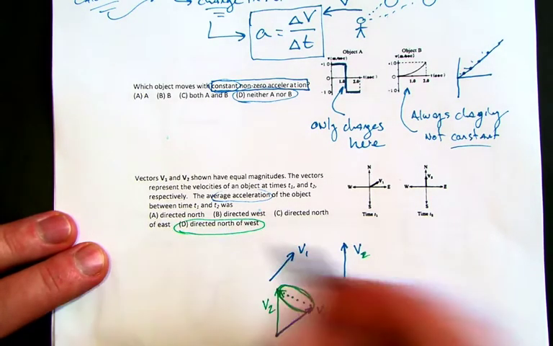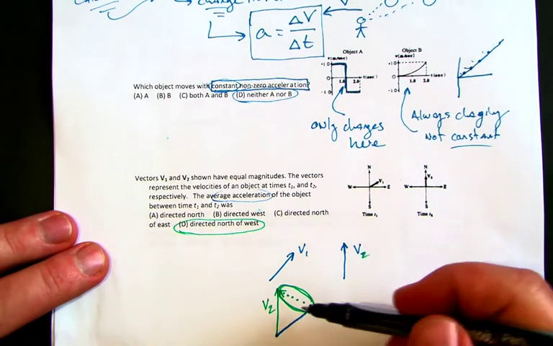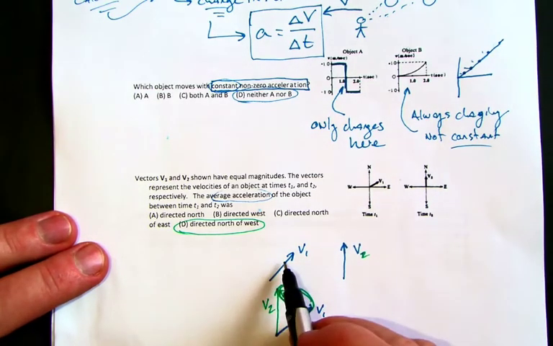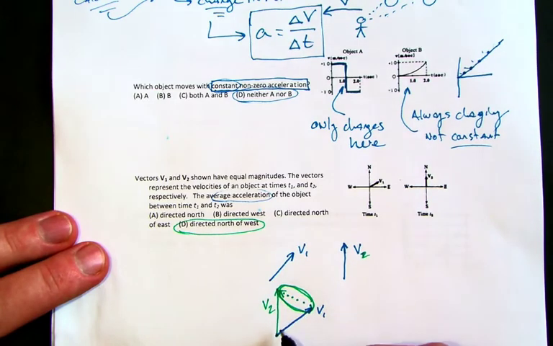Okay? So remember, acceleration is change in velocity. Adding vectors, you can use the head-to-tail method. What do you have to add to this one to get this one? The easiest way to do it is like that, to make a triangle.